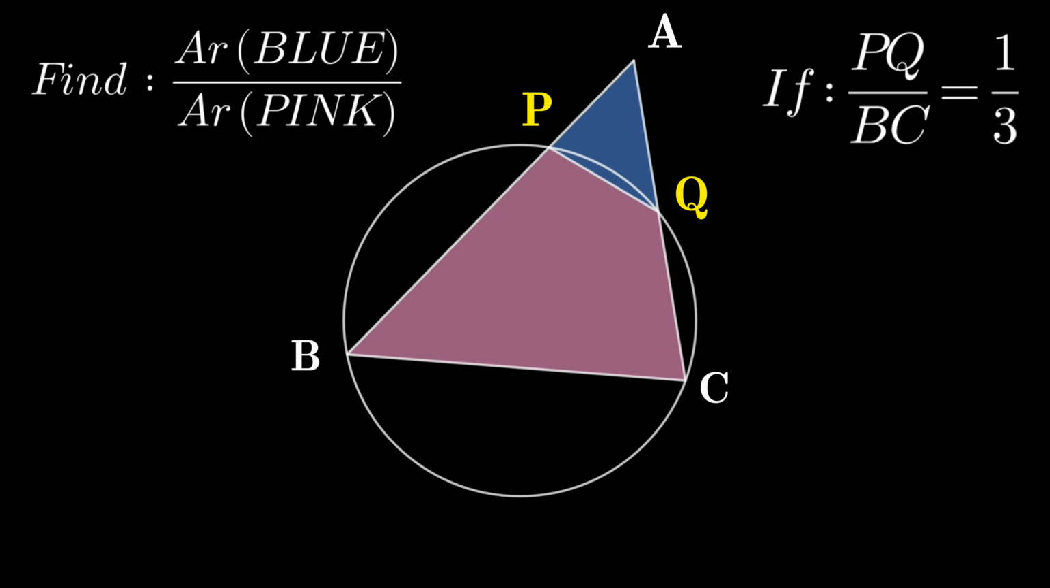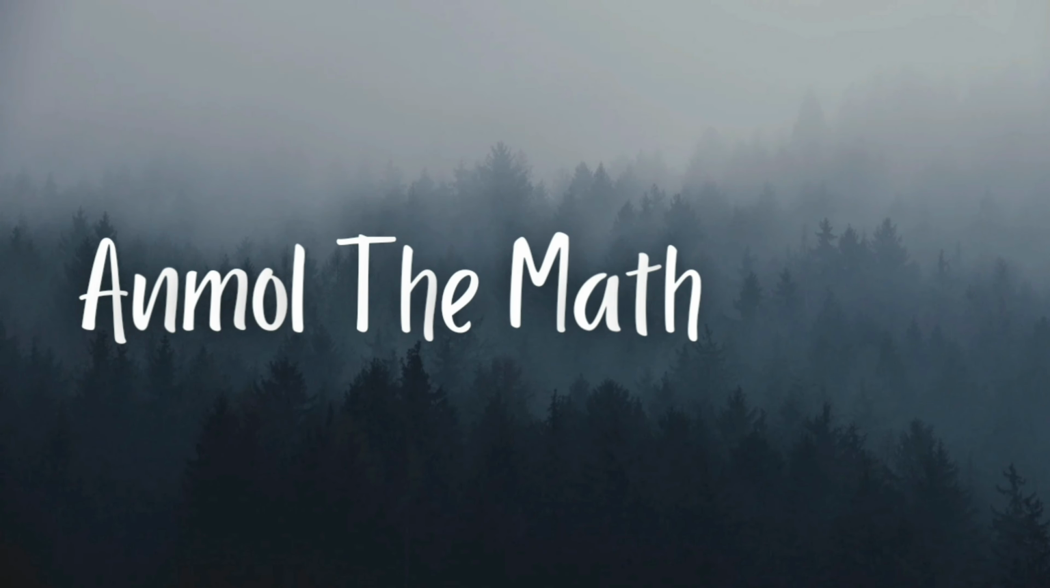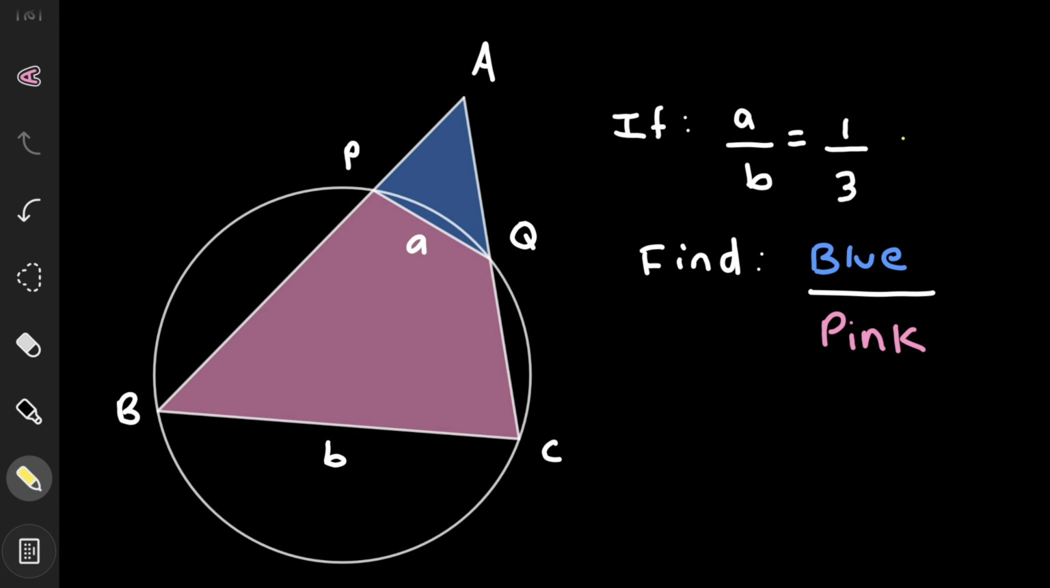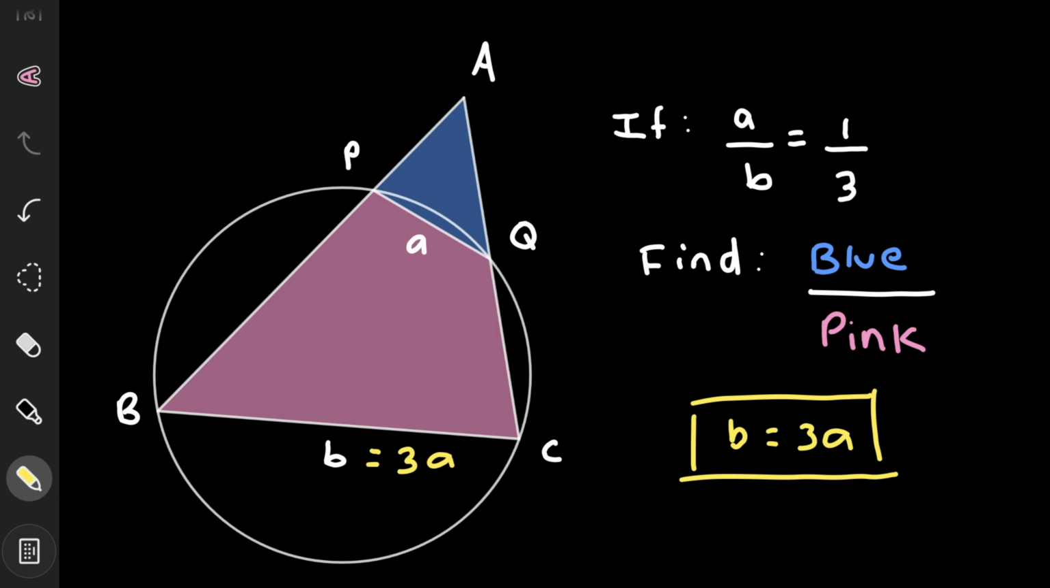How can we solve this problem? So first of all, we can see that the value of A upon B is given, that is 1 upon 3. So by doing a simple cross multiplication, we can get the value of B equals 3 times A. So here we have got the value of B in terms of A. So in this diagram, I will replace B with 3 times A.